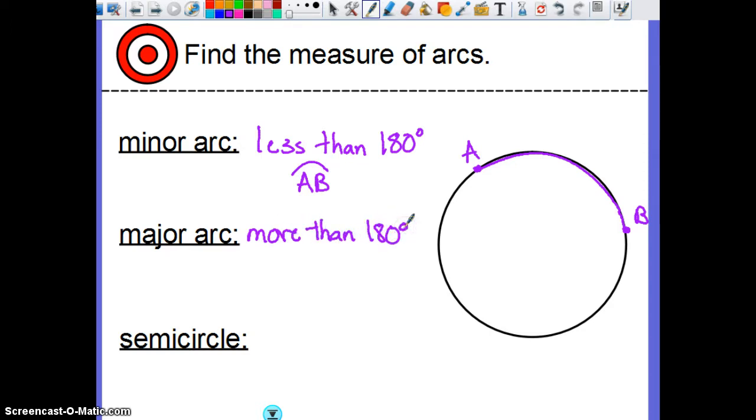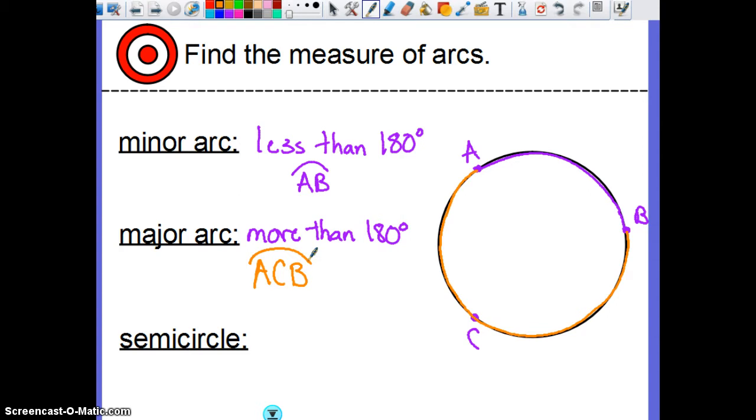So to name these, we actually have to tell ourselves that we want to go the other way around the circle. And so the way we do that is I pick a point over here, I'll name it C. And so the major arc would be from A going all the way through C and coming back to B. That would be the major arc between A and B, okay? And so the way I name it is I say, well, I started at A, I wanted to go through C, and then I ended at B. So that's arc ACB. That's how I name a major arc.